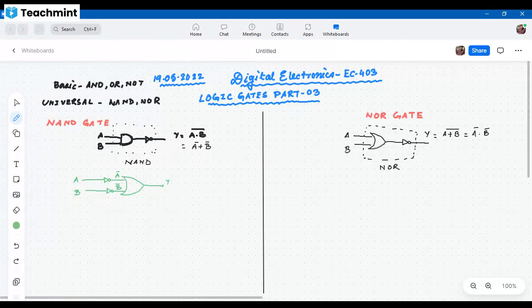What output will we get? Y is equal to A bar plus B bar. Got it? Yes, sir. So what will be here?